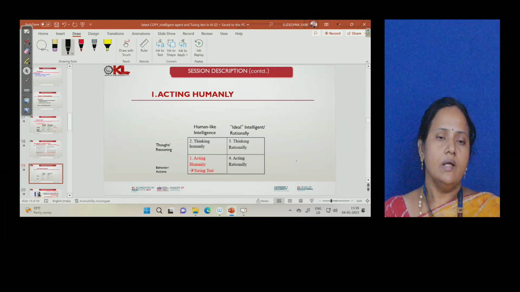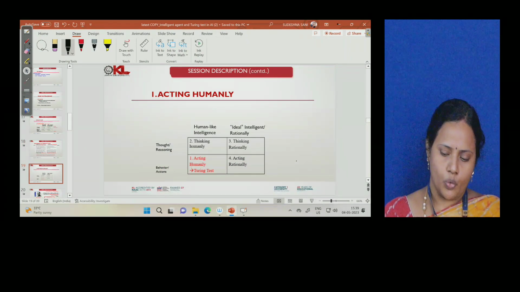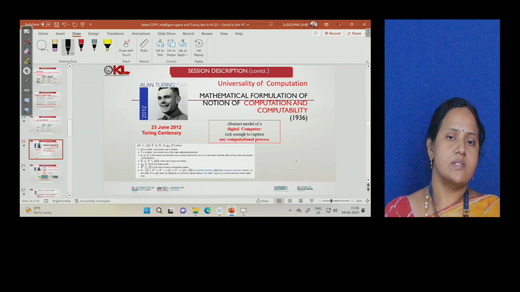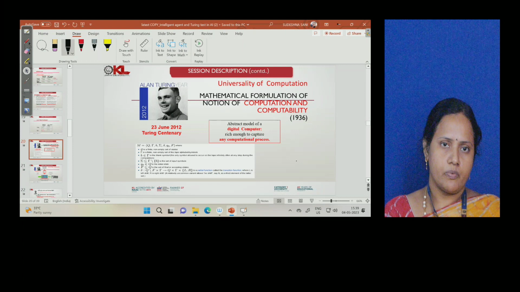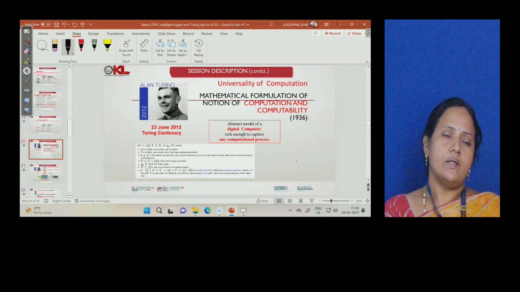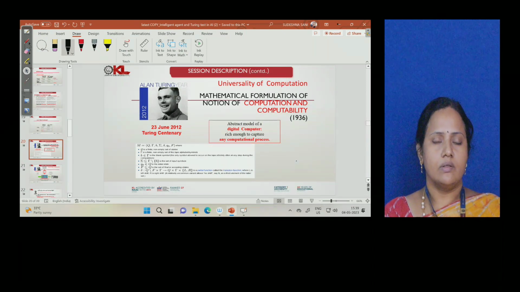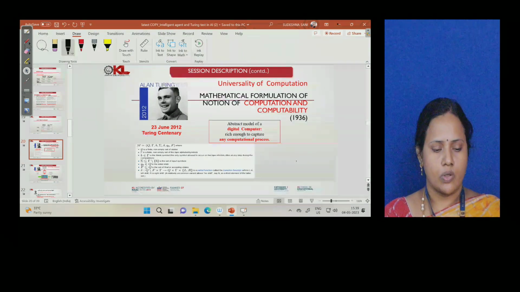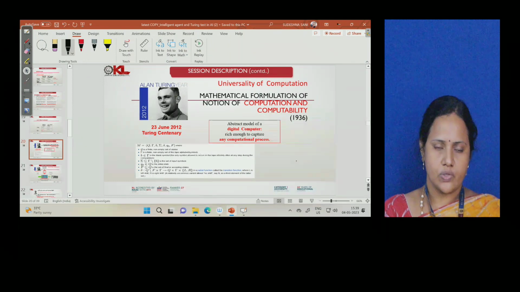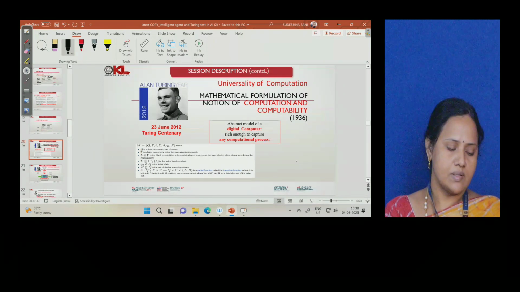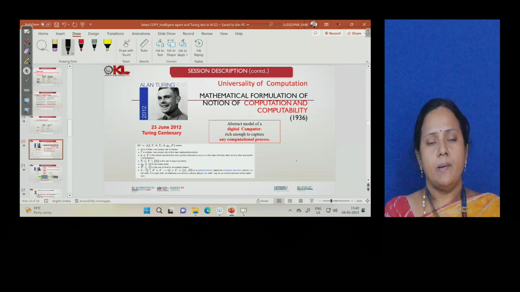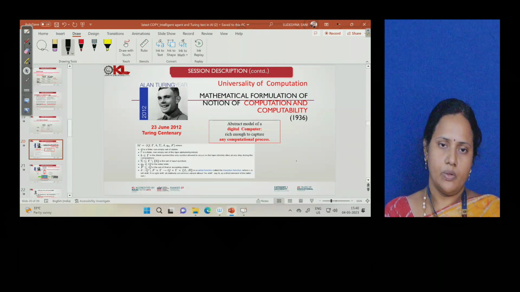So for acting humanly, generally we take the Turing test. What is the Turing test? This test was performed in 1950 by a scientist called Alan Turing. After the invention of the Turing machine model, later the digital computer, the abstract model used for computational processes, was brought into existence. Alan Turing was the person behind making a computer think like a normal human being.